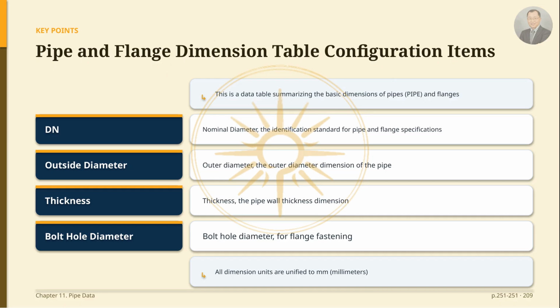The DN in the leftmost column is the nominal size used to identify the pipe and flange. Outside diameter is the outer diameter of the pipe, and thickness refers to the thickness of the pipe wall. The hole diameter is the diameter of the bolt holes used when mating and tightening flanges. One thing you must remember here is that all dimensions in this table are unified in millimeters.